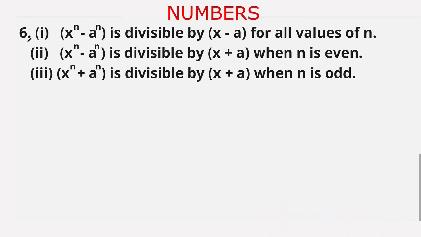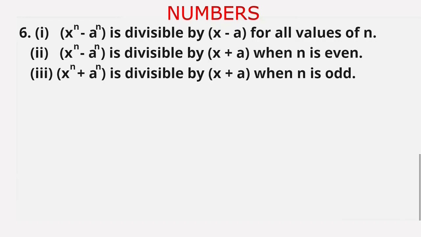Tip 6 for remainder. Part 1: x to the power n minus a to the power n is divisible by x minus a for all values of n. Part 2: x to the power n minus a to the power n is divisible by x plus a when n is even. Part 3: x to the power n plus a to the power n is divisible by x plus a when n is odd. We can prove all these three properties.